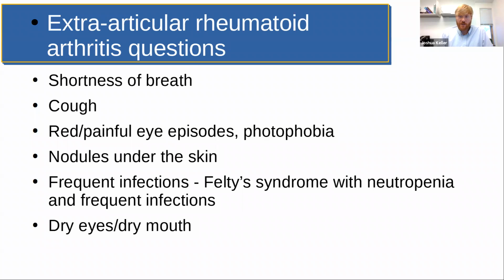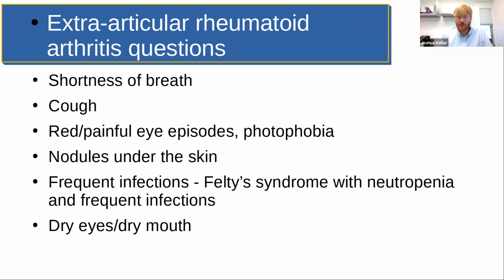There is a subset of patients, again usually with longstanding untreated rheumatoid arthritis, with Felty syndrome. Patients will often have a low neutrophil count with frequent infections. So if you don't have labs yet and you don't know about the neutropenia, you can ask about frequent infections, whether they are always getting antibiotics from somewhere because of frequent infections. And then dry eyes and dry mouth.